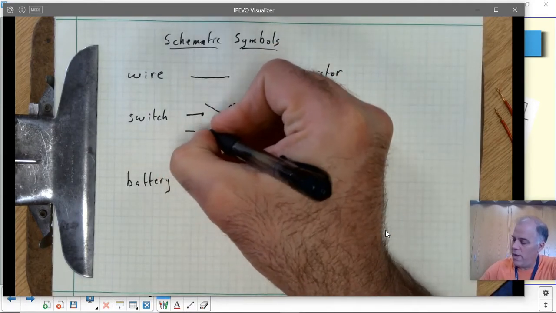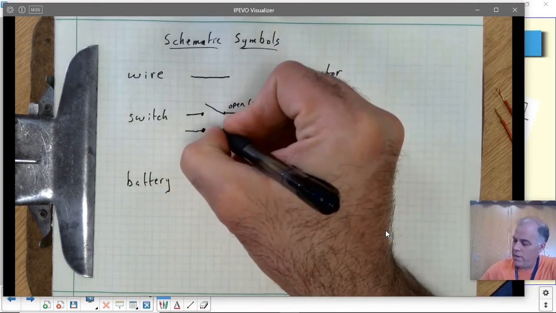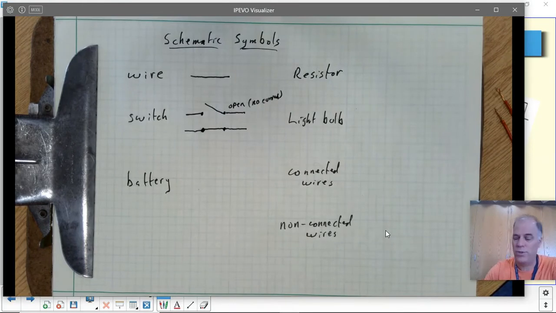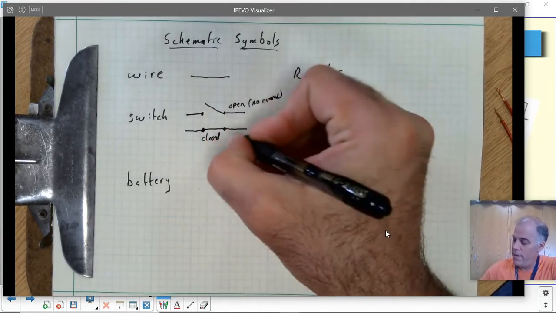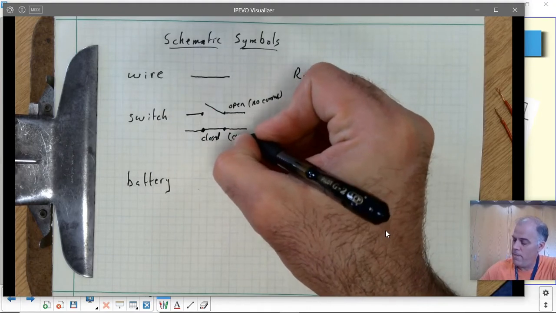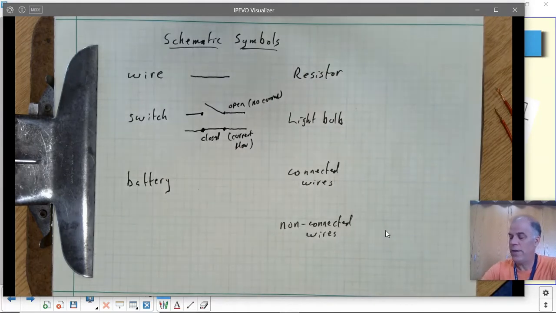And then we can also have a closed circuit, which looks the same, except that the line goes all the way through. So this is a closed switch, closed, and we do have current. Current does flow. Okay? Open switches and closed switches.